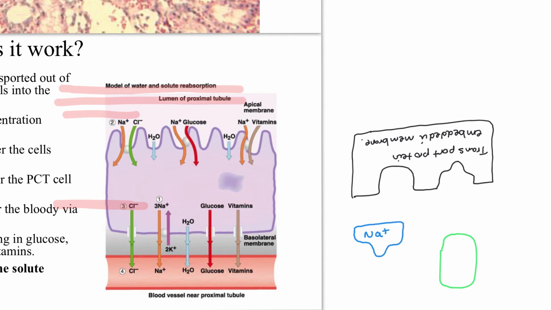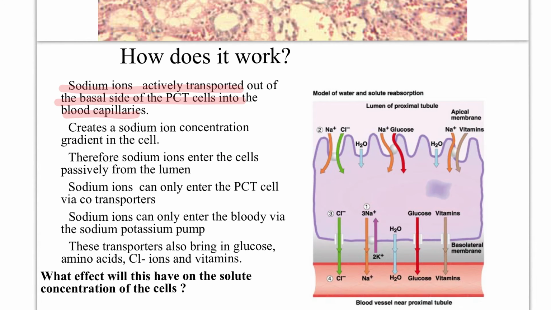Now, even though this process is facilitated diffusion, we know that it wouldn't occur without the active transport occurring down on the basal membrane. So selective reabsorption requires active transport. So the sodium ions are entering the cell passively via facilitated diffusion with these cotransporters and drawing in other molecules with them. What effect will this have on the solute concentration of the cells?